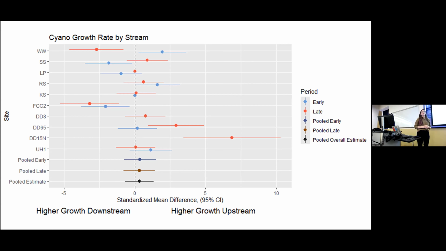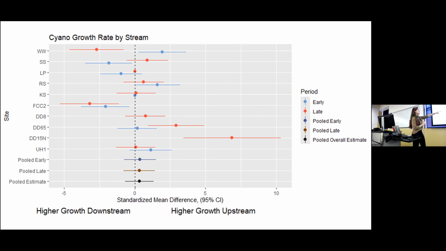So let's look at cyanobacterial growth rate. This is a group of algae that can sometimes become a nuisance. Just for your knowledge, if you're wondering why there's not 12 wetlands up there, sometimes we lost our samplers due to storms, so we did not include that. And if you see a point without confidence intervals, that is because a measurement was taken, but there was no growth of cyanobacteria up or downstream, therefore there was no difference.